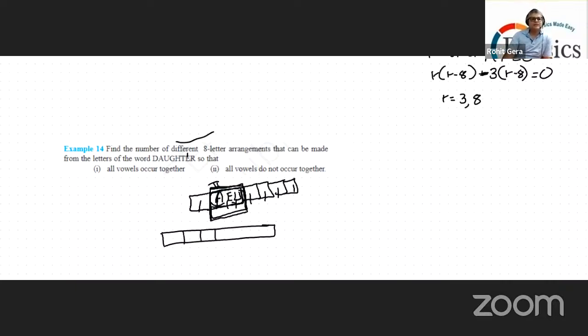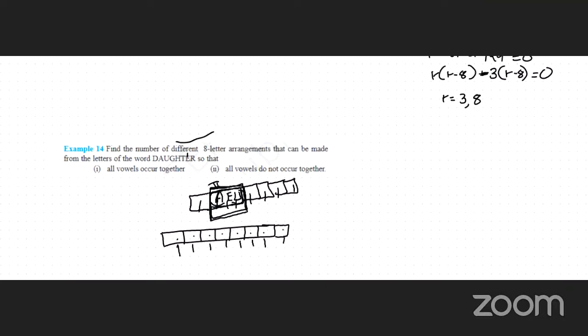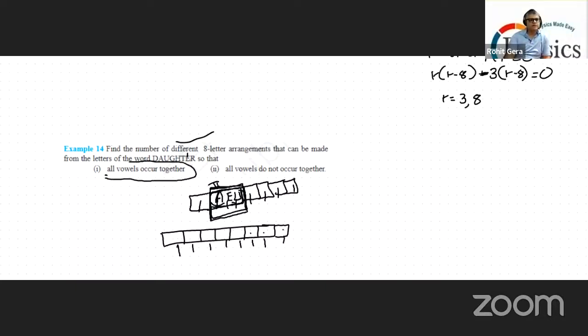So among themselves, they can definitely have 3 arrangements. AEU can be arranged in 3, 2, 1. So you made 6. They have to occur together as a triplet.